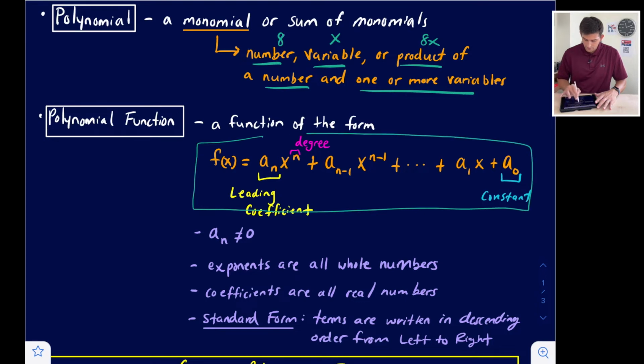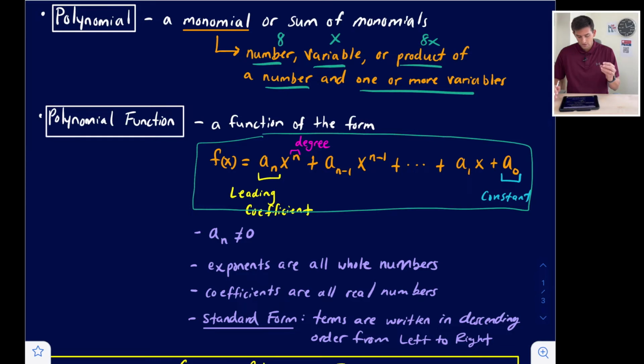equal to, and we have a sub n, x to the n, right? So the a sub n, that's going to be like the number of the term, right? So like the first term there, the degree is going to be our exponent, right? And so here our leading coefficient is going to be our number that we have in front of our variable x, or whatever other variable we're working with. And then our degree is going to be our exponent, okay?